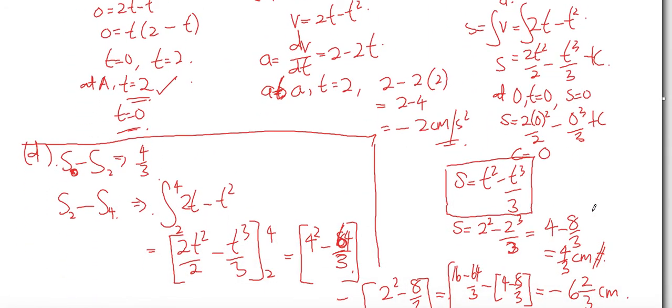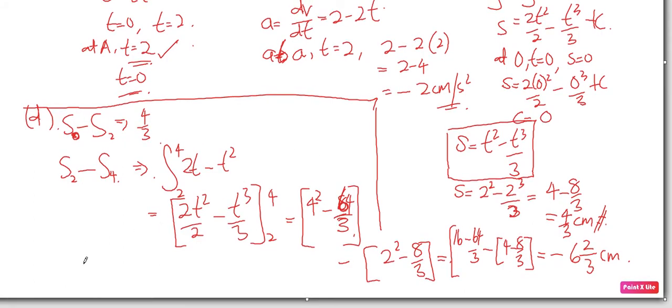So basically we already have 4/3, plus, as I said, negative indicates it's going back, so you can take it as positive. So you plus 6 2/3, and your answer is 8 cm.